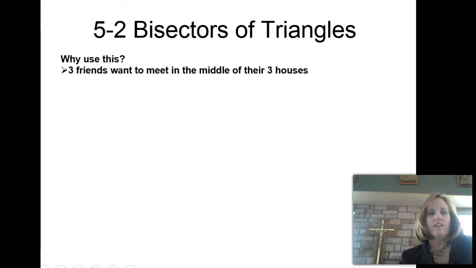I'm going to tie this in a minute, but I want you to think about two examples where we're going to use these. One is if three friends were trying to figure out where they could meet up, that would be exactly the same in between their houses.